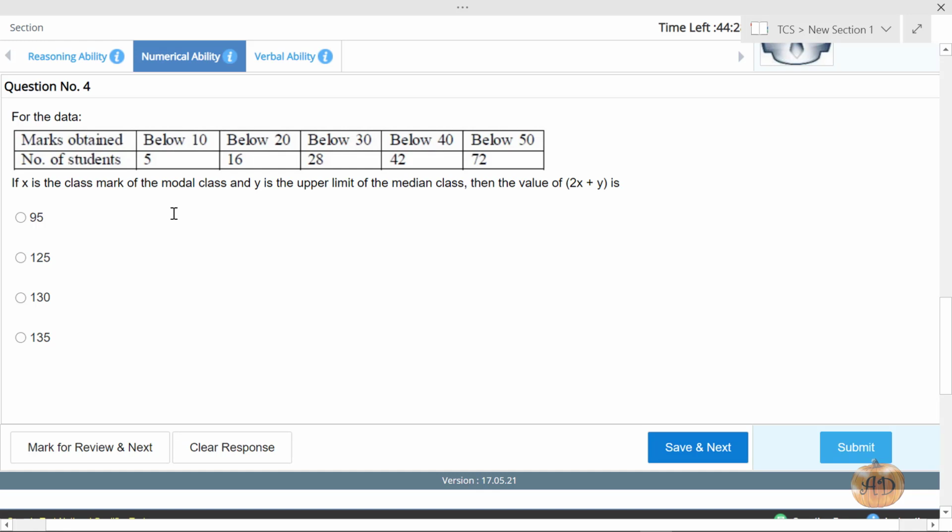So let's first write down the values. Values of what? Values of a range: 0 to 10, it will be equal to 5. 10 to 20, it will be equal to 16 minus 5, that is 11. 20 to 30, it would be 28 minus 16, that is 12.